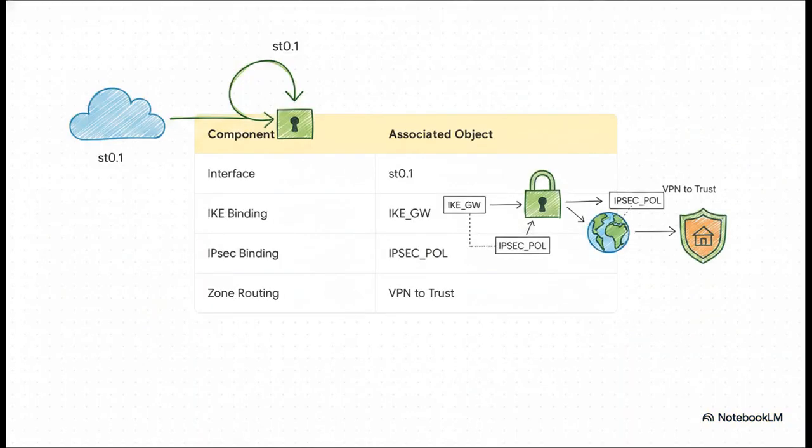It's awesome seeing how all these moving pieces snap together. Your Phase 1 IKE gateway and your Phase 2 IPsec policy don't just float around in the void. They must be logically bound directly to your secure tunnel interface. In JunOS, this is typically your ST0 virtual interface. Once they're bound, you just place that ST0 interface into a security zone like VPN and write your routing policies to allow traffic to flow safely from the VPN straight to your trust zone.